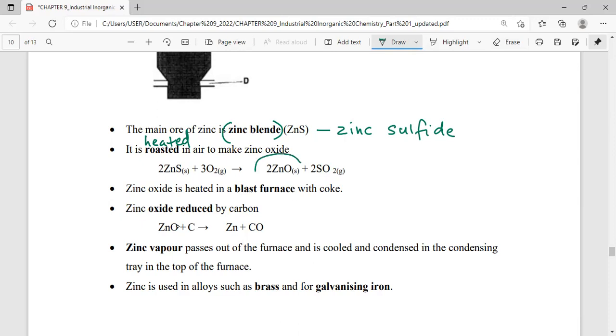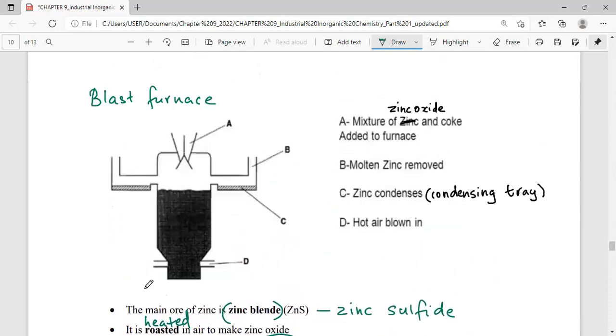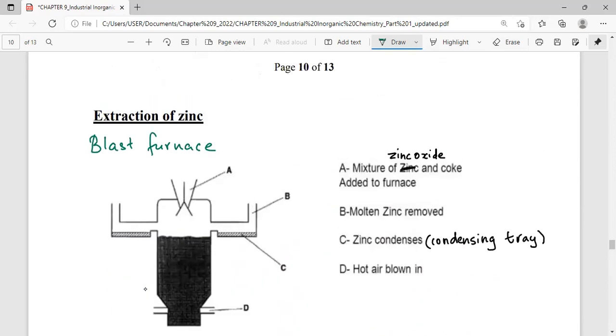Now this zinc oxide is taken and then dumped into the furnace. So you see the furnace here.